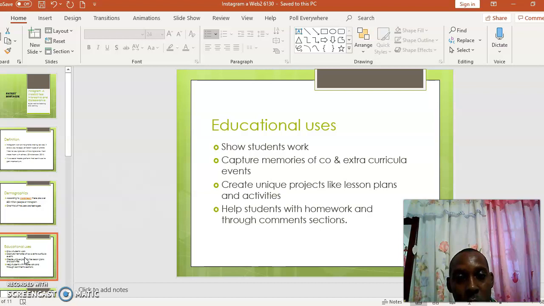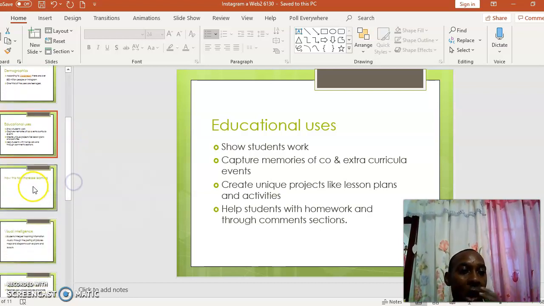First of all, you use it primarily to show students' work. You can capture memories of co-curricular and extracurricular events. You can also create unique projects like lesson plans and other school-related or educational activities. You can also use it for homework purposes and the comment section for assisting students.